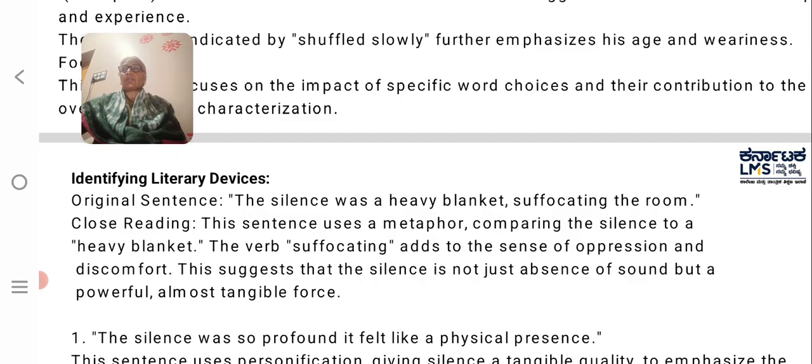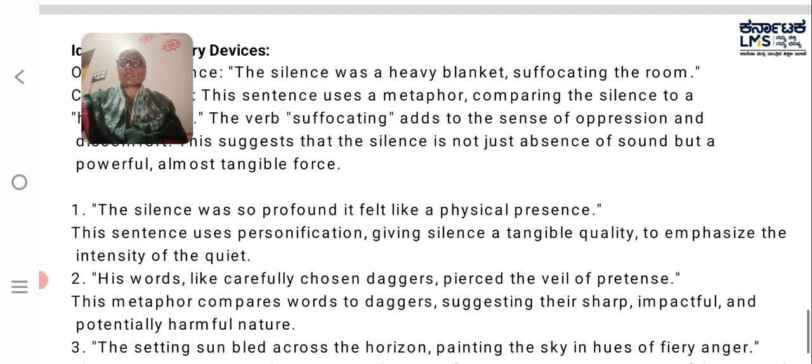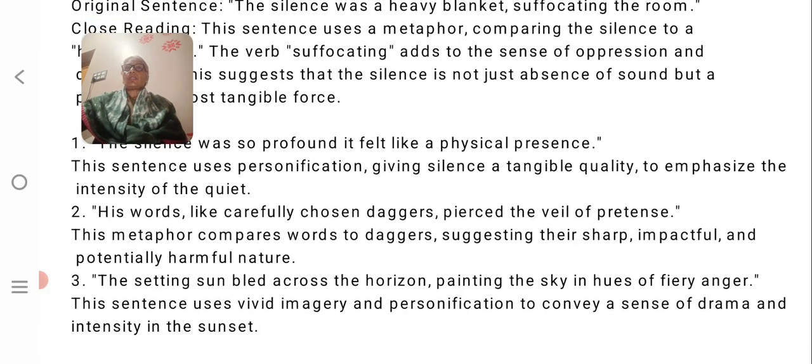When close reading, these are the techniques which you have to use: identifying the literary devices and trying to look into the arrangement of words, word choices. Here are some more examples. The silence was so profound it felt like a physical presence. This sentence uses personification, giving silence a tangible quality. Silence is given the quality of a person to emphasize the intensity of the quietness.